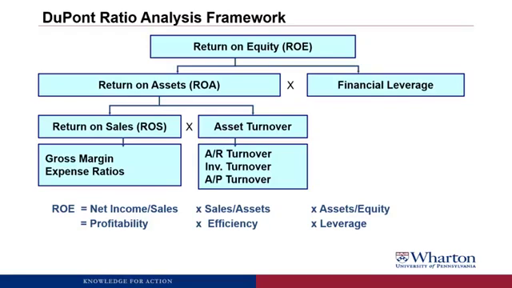And if you notice, I've added a couple boxes to what we had last time. So below return on sales, we can drill down even further and look at gross margin and expense ratios to see what specifically is driving the improvement in profitability. And for asset turnover, we can drill down into turnover ratios for individual assets and liabilities like receivables, inventory, payables, see if there's anything unusual going on with those ratios.